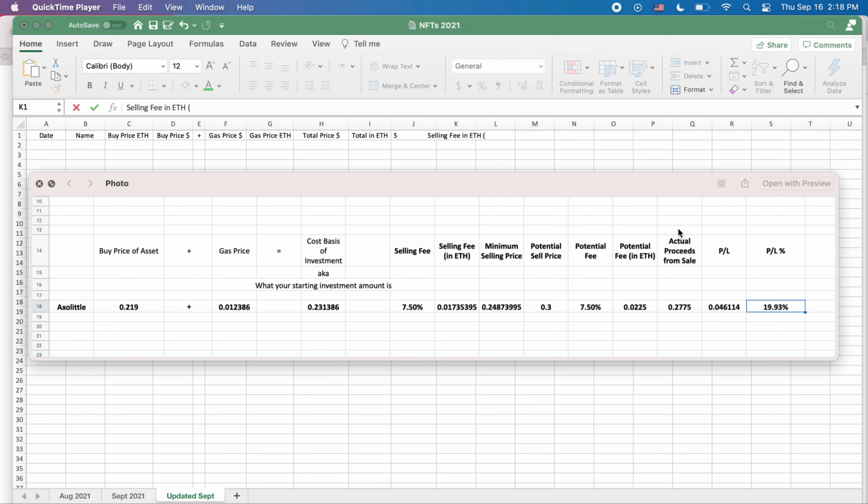Then you're going to take your actual proceeds from the sale, 0.2775, minus your cost of investment, 0.231386, and you are going to get 0.046114. In order to turn this into a percentage, come on, brain, don't fail me. Don't fail me now. What do I do? What's the last step? Hold on, let me check my pieces of paper.